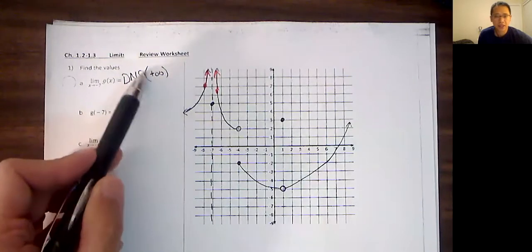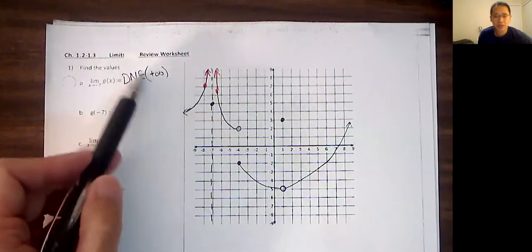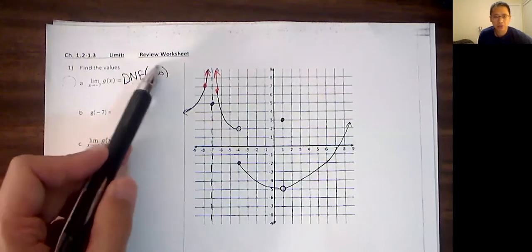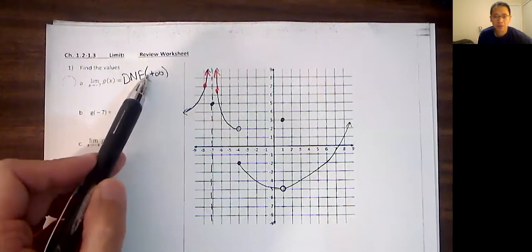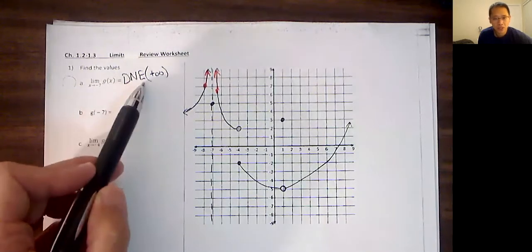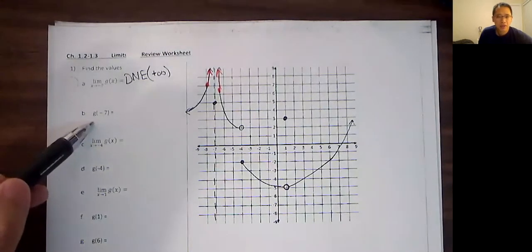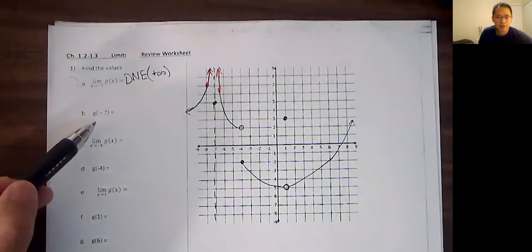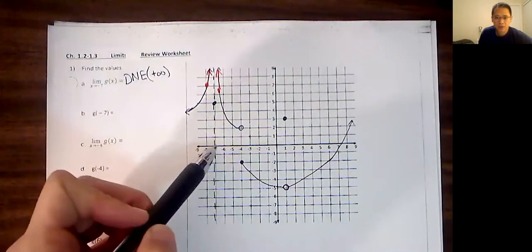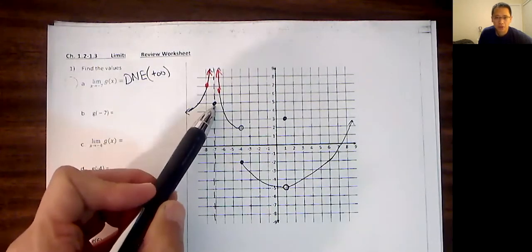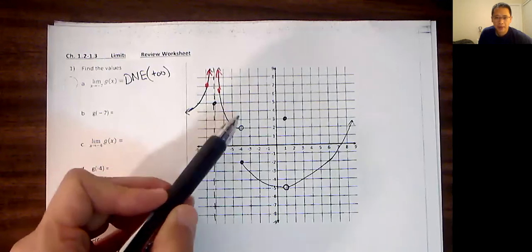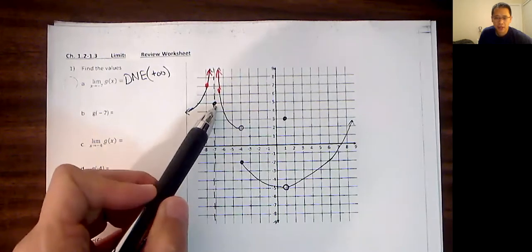We can give a visual representation that the graph is approaching infinity from both sides of -7, but it does fall under the does not exist category. Okay, g of -7, we just want to pinpoint, does the graph exist at -7? So at -7, we see there is a point defined, and that point is at y value of 5.